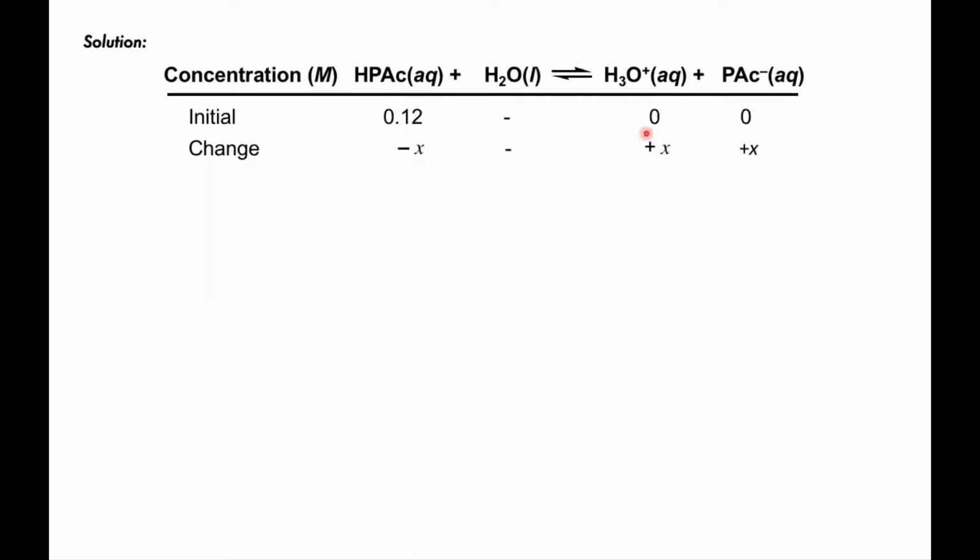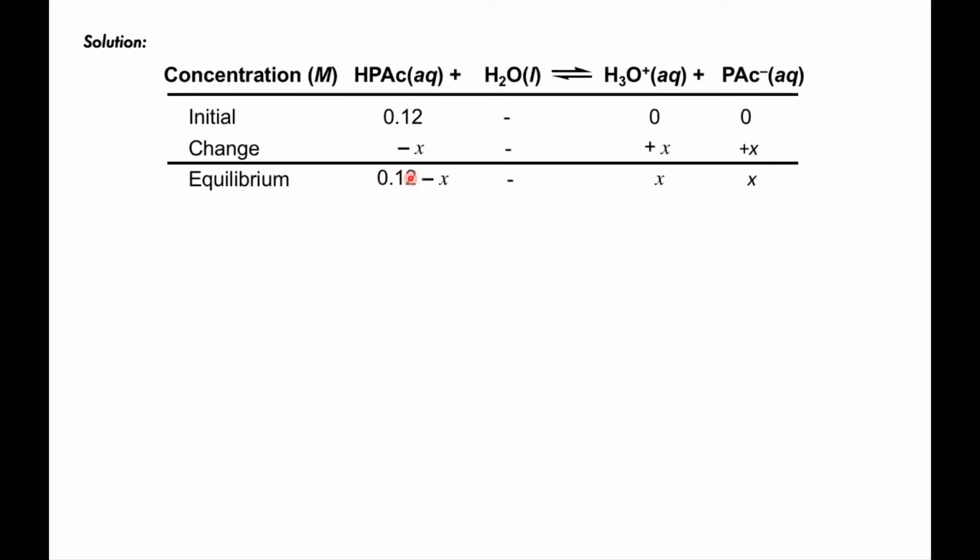And so since we have some hydronium and some phenyl acetate produced, that must mean that the phenylacetic acid concentration must be reduced. So our equilibrium concentrations then are going to be 0.12 minus X, where X is, of course, that dissociated fraction. And then X is going to be here and here. So the hydronium ion concentration is going to be equal to 10 to the minus pH, which is just the rearranged form of our pH equation.